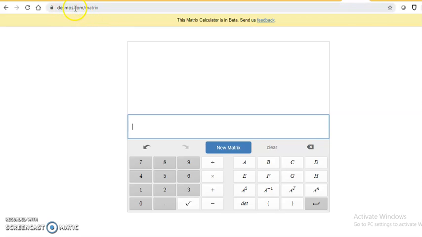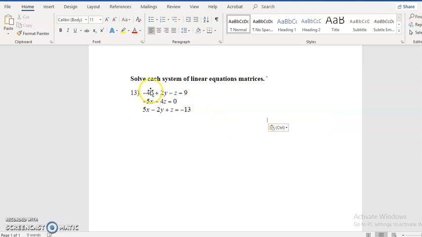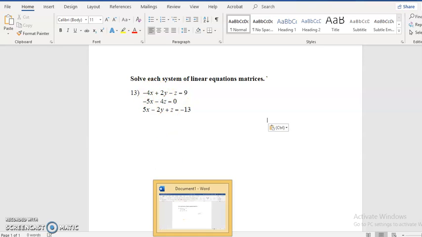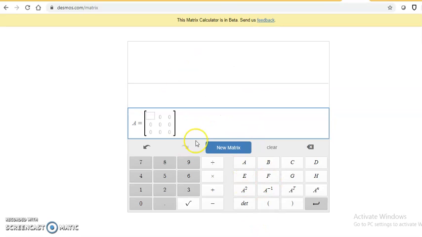It's desmos.com/matrix. So we'll work on how to put these in. I am going to hit new matrix, and the matrix that I'm going to use here is a system of 3, and I have 1, 2, 3 variables. So it's going to be a 3 by 3, 3 rows and 3 columns. I'm going to hit add, and I'm going to put my variables in.